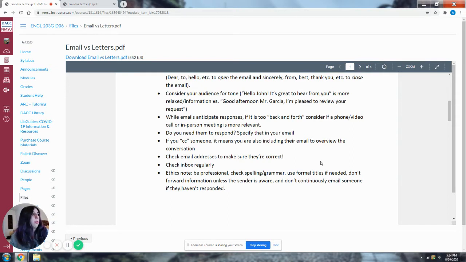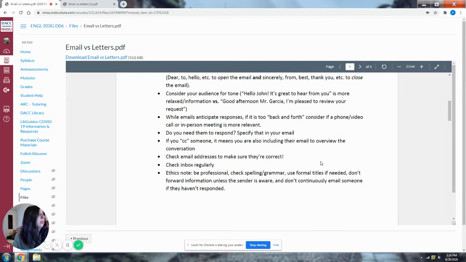Check spelling, grammar, use formal titles if needed. Don't forward information unless the sender is aware. So if somebody's sending you private information and you forward it to your boss or to another colleague, make sure that person who sent you that information is okay with that as well.